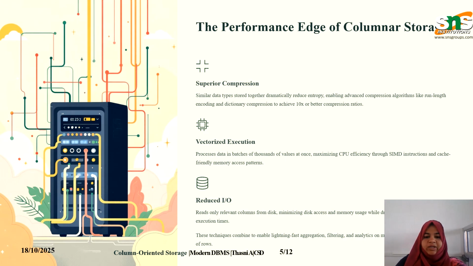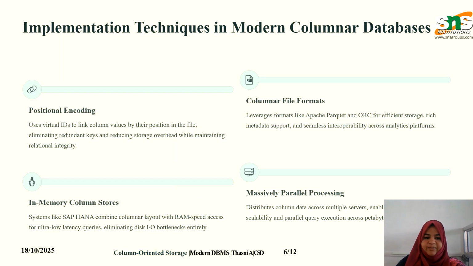reduced input output. In superior compression, similar data types are stored together, which dramatically reduces the entropy, enabling advanced compression algorithms like run length encoding and dictionary compression. Whereas vectorized execution processes data in batches of thousands of values at once, maximizing CPU efficiency through SIMD instructions and cache-friendly memory access patterns. In reduced I/O, it reads only the relevant columns from disk, minimizing disk access and memory usage. These techniques enable lightning fast aggregation, filtering and analysis.